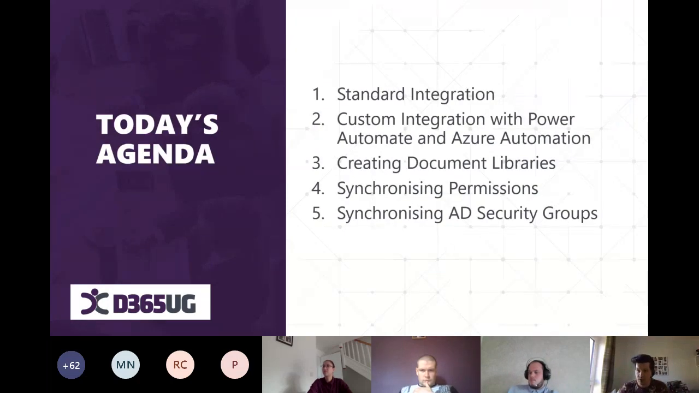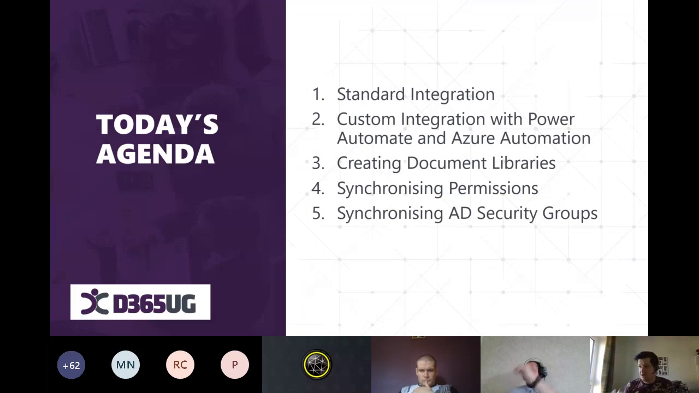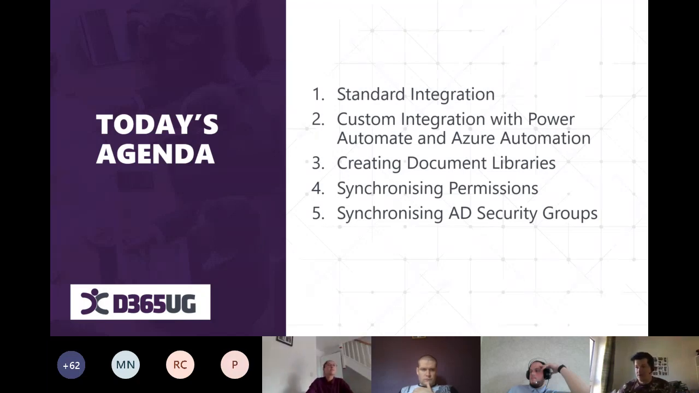So in today's agenda, I'm going to cover 5 main points. The first thing is really talking about the standard integration between Dynamics and SharePoint, because if I'm going to talk about something better, I need to explain what I'm improving on. Secondly, covering that custom integration in terms of site provisioning using Power Automate and some basic Azure Automation. Thirdly, creating custom document libraries, either from Dynamics 365 or from SharePoint, and being able to visualize them in both. Fourthly, synchronizing permissions between a Dynamics 365 access team and a SharePoint group, and finally synchronizing an Active Directory security group between Dynamics 365 and SharePoint.